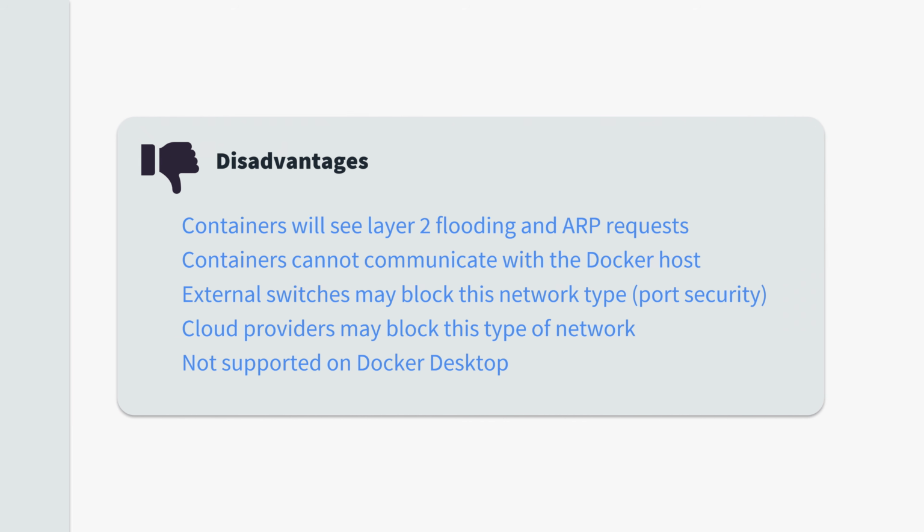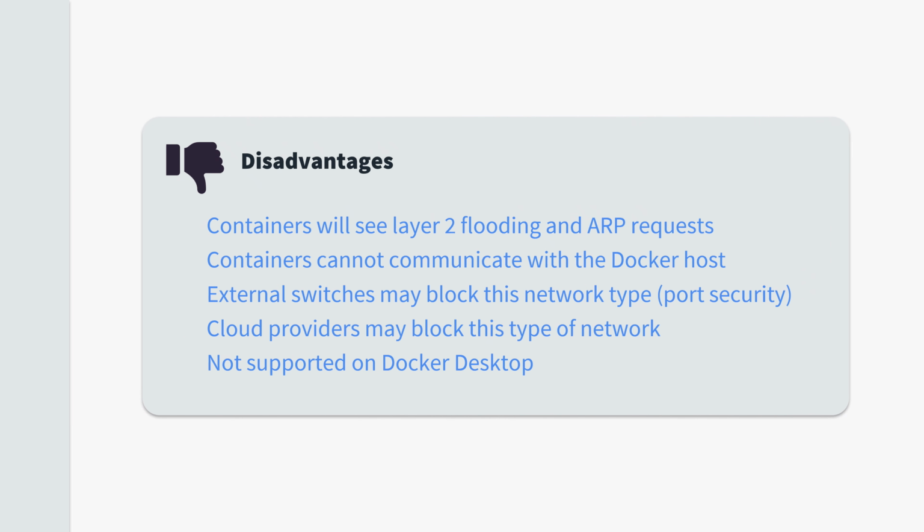On the other hand, we may run into some problems. Like any layer 2 network, containers will see broadcasts, ARP requests, and layer 2 flooding. External switches may also cause problems. If port security is configured, a switch port may shut down when it sees multiple MAC addresses, which would break connectivity to the entire Docker server. The switch would need special configuration to support this.